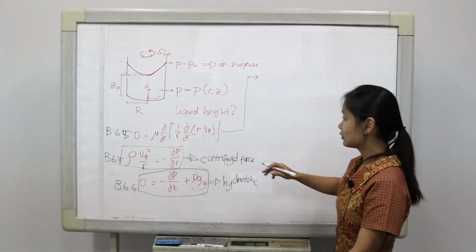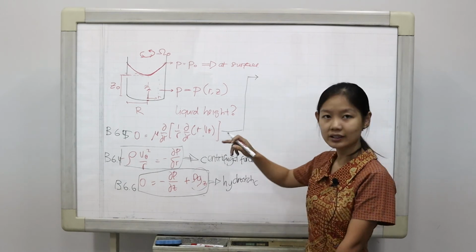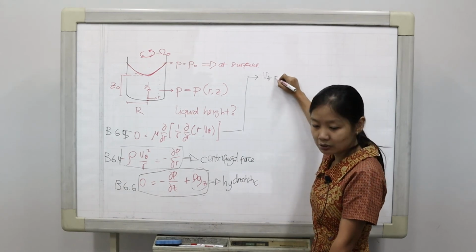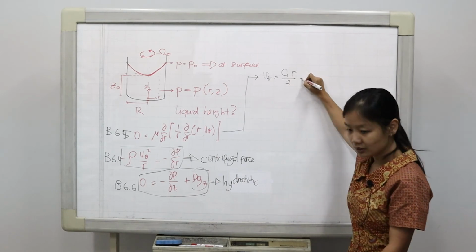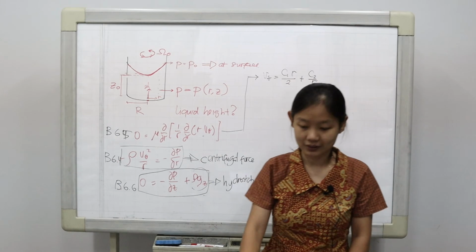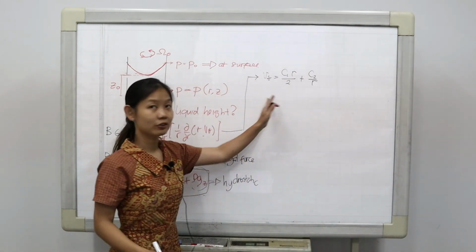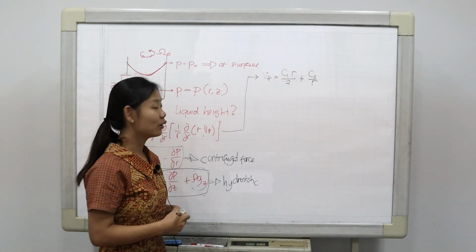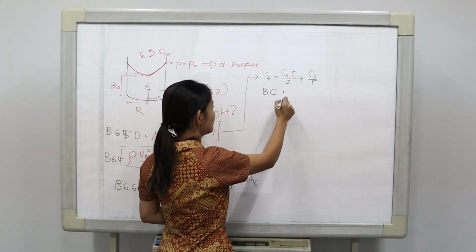Try to solve this. This will give us exactly the same equation as the previous example. It will give us phi theta equal to C1 R divided by 2 plus C2 divided by R. So exactly the same equation as we got from the previous example. Now what we need is the boundary conditions, boundary condition 1 and 2.